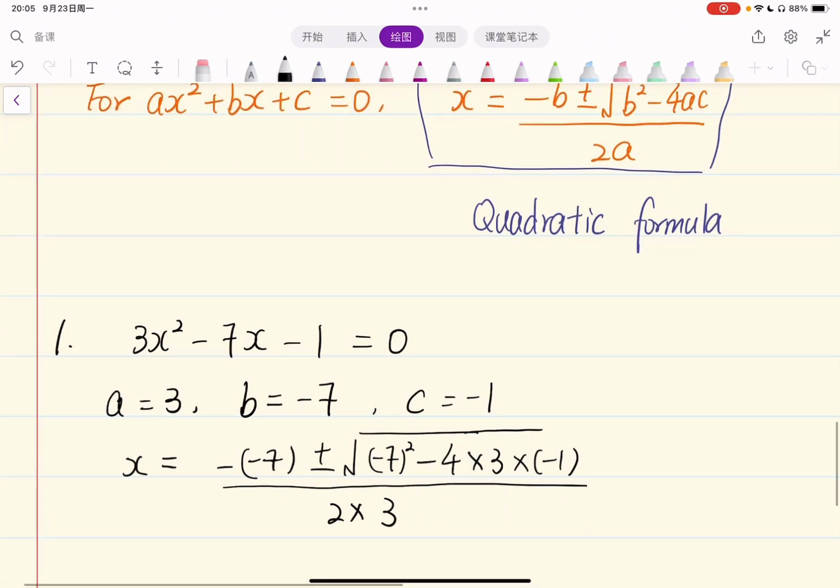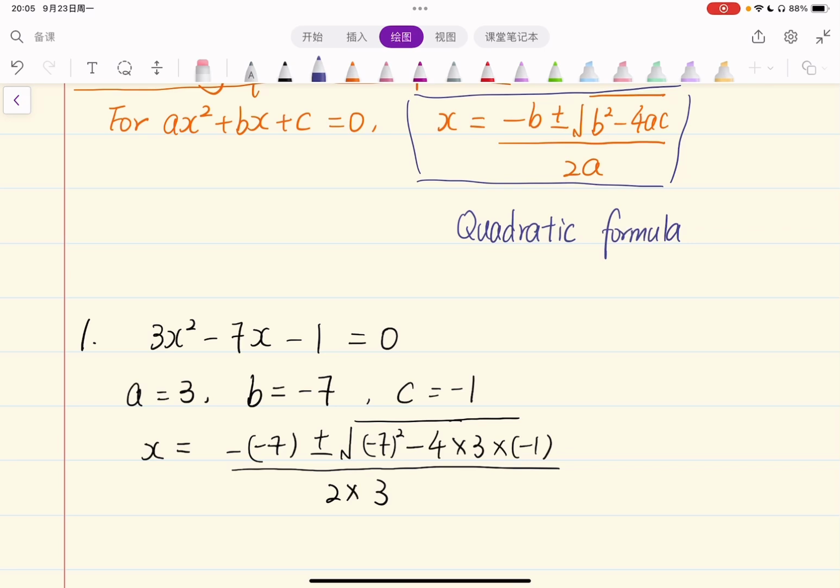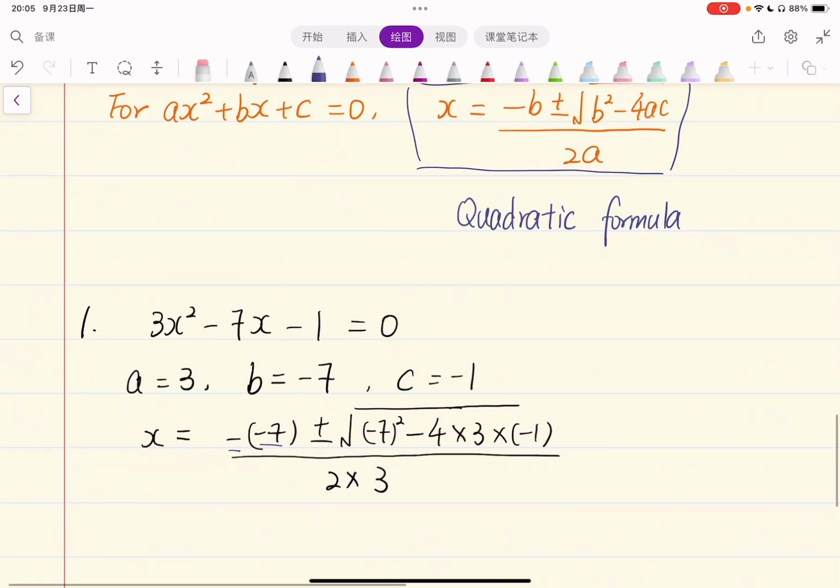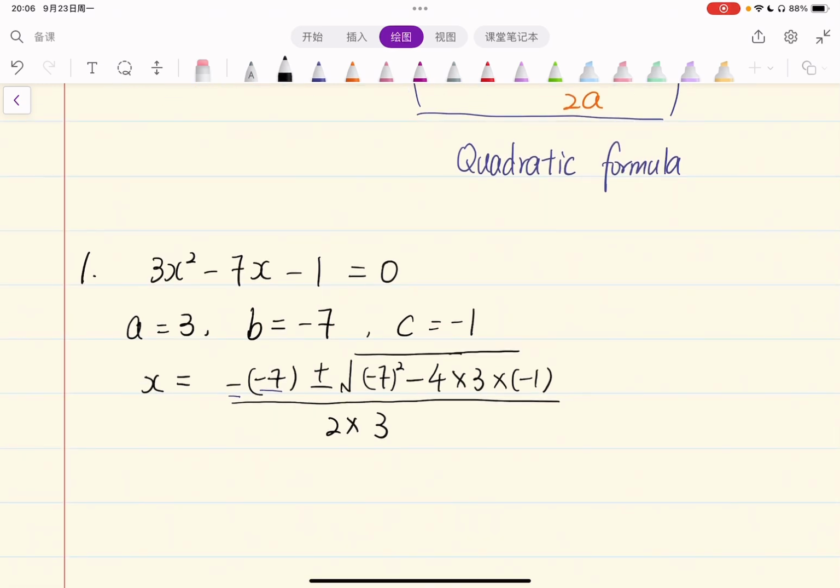Right? And let's see, I will check. So minus b, b is -7 over here, minus that, yeah, no problem. And b squared, -7 squared, no problem. And 4, and a is 3, it's correct. And c is -1, yeah. And 2a, 2 times 3. And then we calculate it.